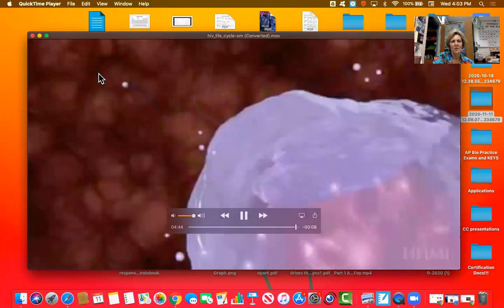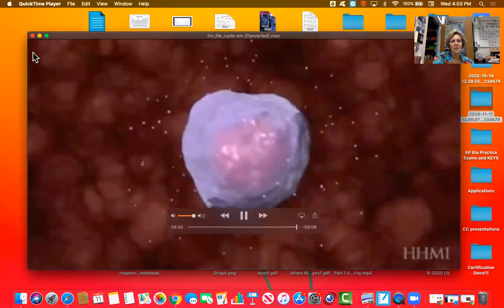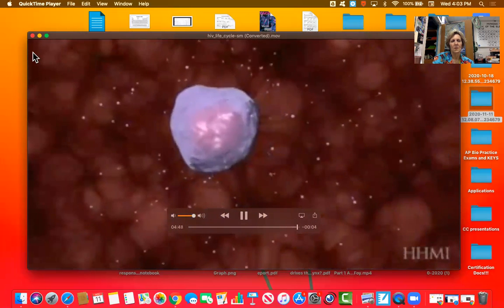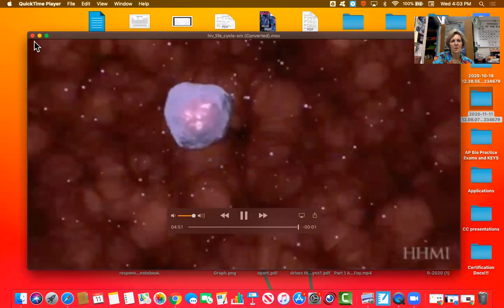Once that happens, now the cell can produce tons of viruses, and this is really what then keeps the whole process going.